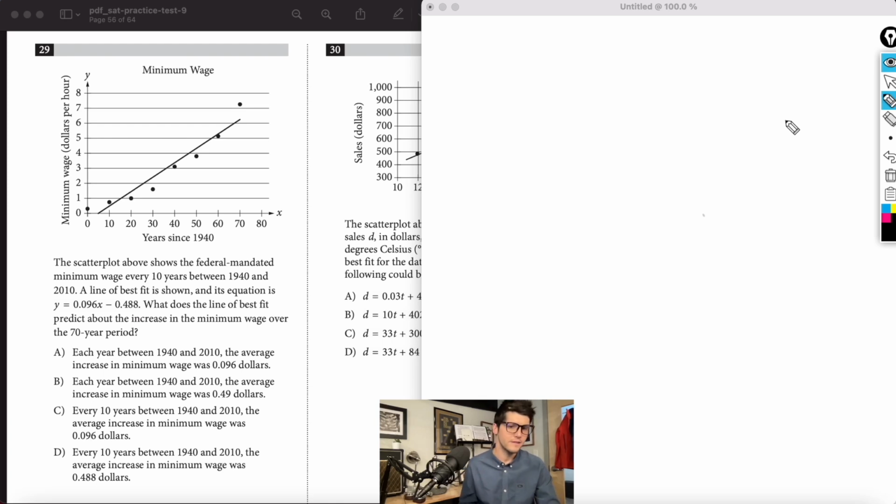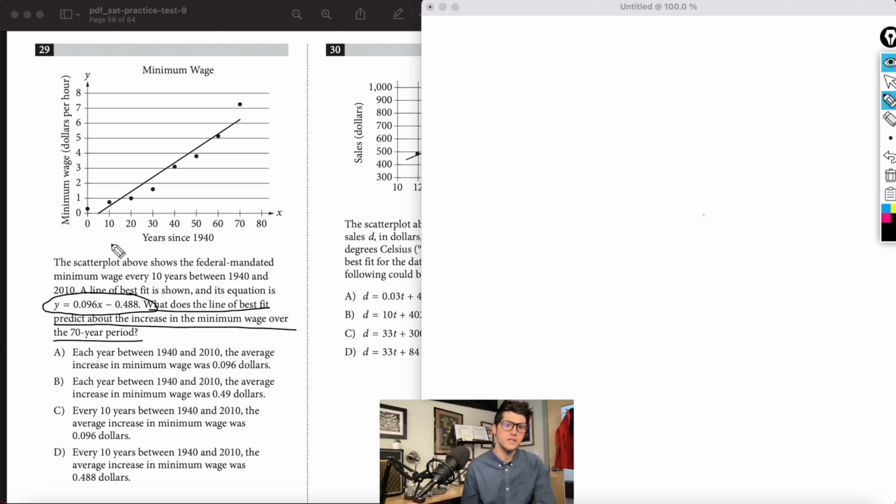Number 29, test 9. So we're going to use real values here. The question asks, what does the line of best fit predict about the increase of the minimum wage over a 70-year period? This falls into the category of interpreting equations. Here's the equation for the line of best fit. Of course, we have the graph as well.